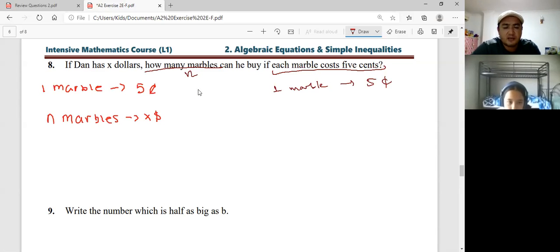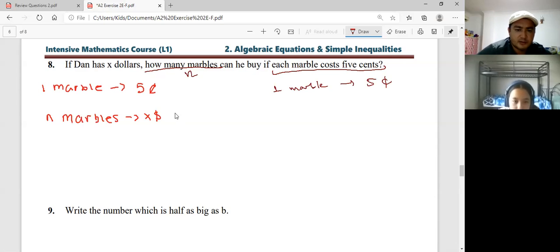But on the right-hand side, we have cent and we have dollar. So we have to convert them into the same unit, right? So which one is easier? Change X into cents. So instead of X dollars, you can just delete and write 100X cents, right? Because X dollars equals 100X cents.